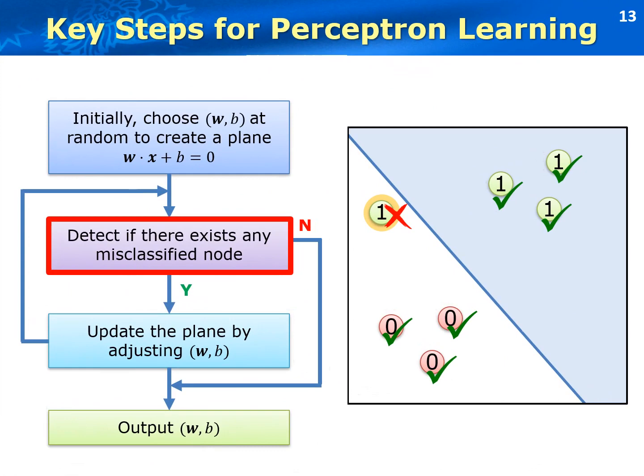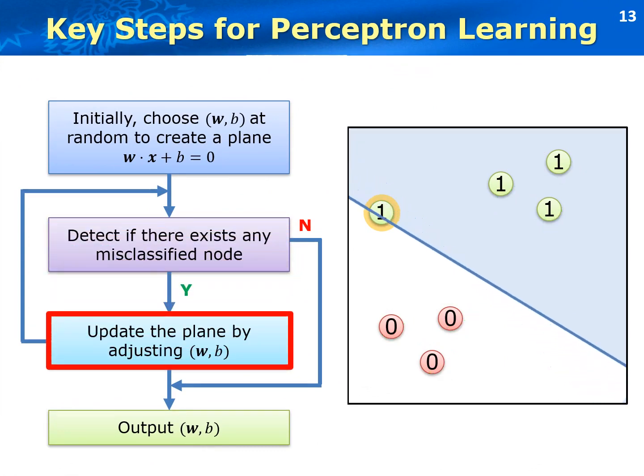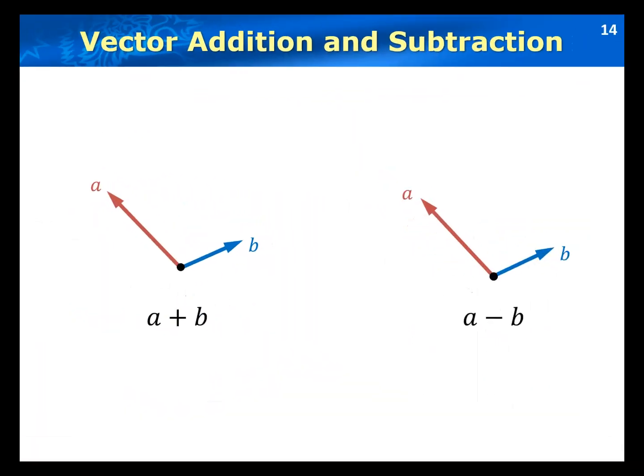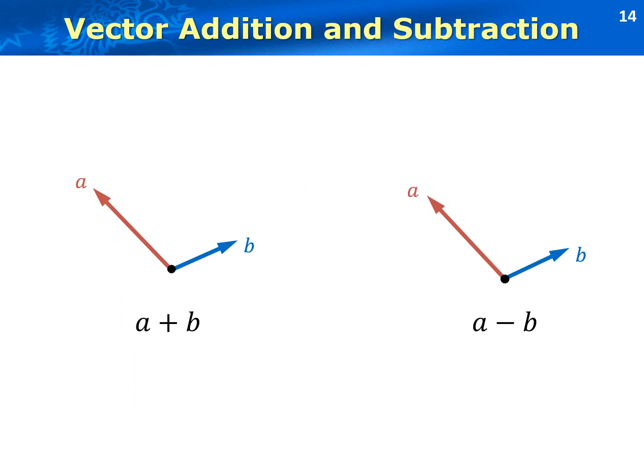To show the learning rules for perceptron, let's first revisit 2 vector operations. Given 2 vectors A and B, their vector sum A plus B is obtained by connecting A's head to B's tail and drawing the vector from A's tail to B's head. This follows the parallelogram law. Similarly, A minus B is obtained by drawing the vector from B's head to A's head. Based on these 2 vector operations, now let's see how to train the perceptron.